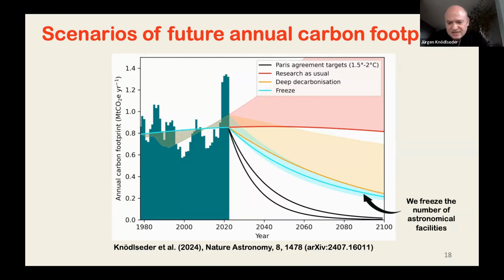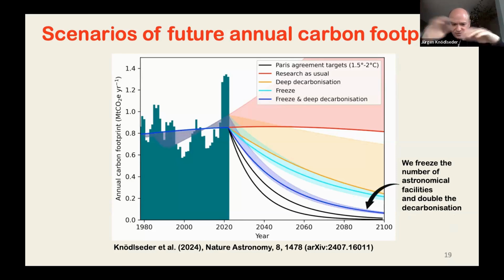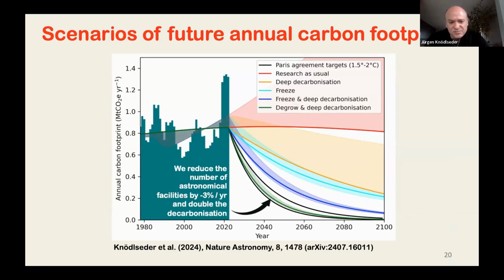So you can say, okay, let's add these two together, freeze the number of observatories, and make a deep decarbonization. It's getting better, but it's still not yet where we should be. And if you look at what we need to do to come to the Paris Agreement trajectories, this means we would actually have to reduce the number of operating astronomical facilities by something like 3% per year, and in addition, double the decarbonization.